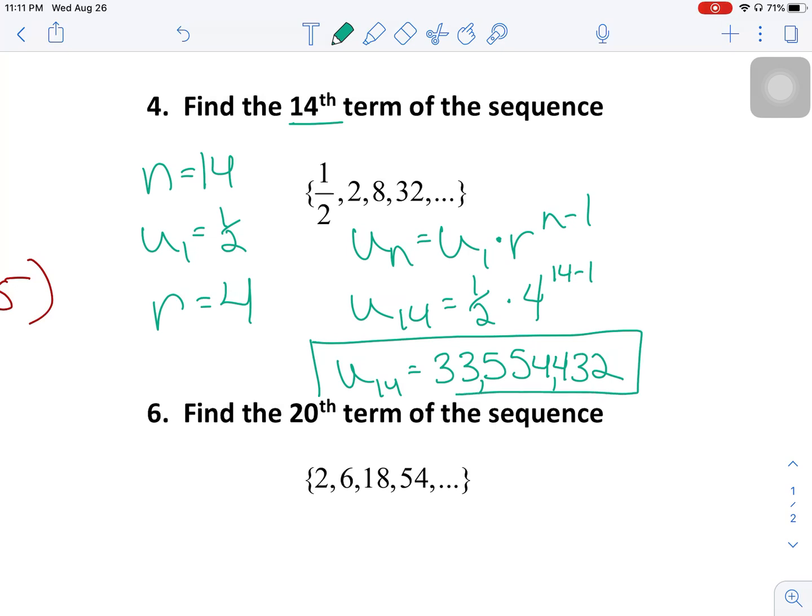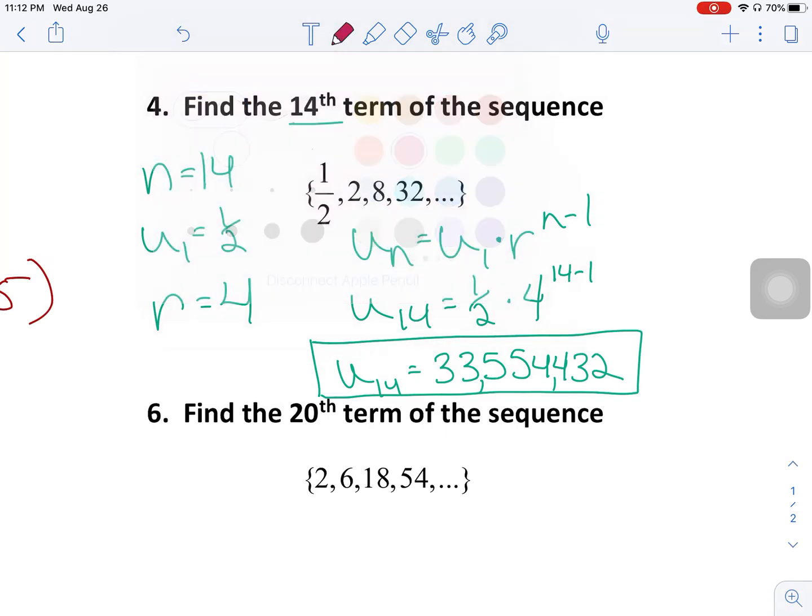Quite a significantly large number, okay? But that's part of the geometric sequence: if you have a multiplier, a common ratio, even if it's only 4, it's going to grow very, very quickly. Geometric sequences, when they have a ratio greater than 1, are exponential growth. I don't know if you've ever heard of exponential growth before, but basically it is a form of a geometric sequence. Okay, so hopefully that helps with number 4.